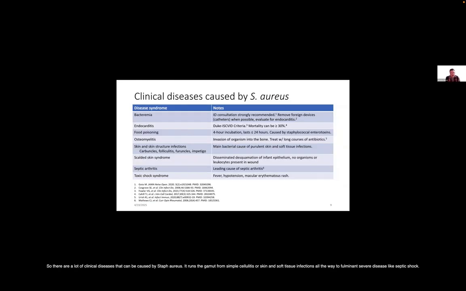There are a lot of clinical diseases that can be caused by Staph aureus. It runs the gamut from simple cellulitis or skin and soft tissue infections all the way to fulminant severe disease like septic shock. And it is one of the most commonly encountered pathogens in every clinical microbiology laboratory. When we see it causing bacteremia, it's really a sign that an ID consultation is strongly recommended, because caring for patients with Staph aureus bacteremia is notably challenging, and there has to be careful evaluation for evidence of endocarditis to ensure adequate treatment.